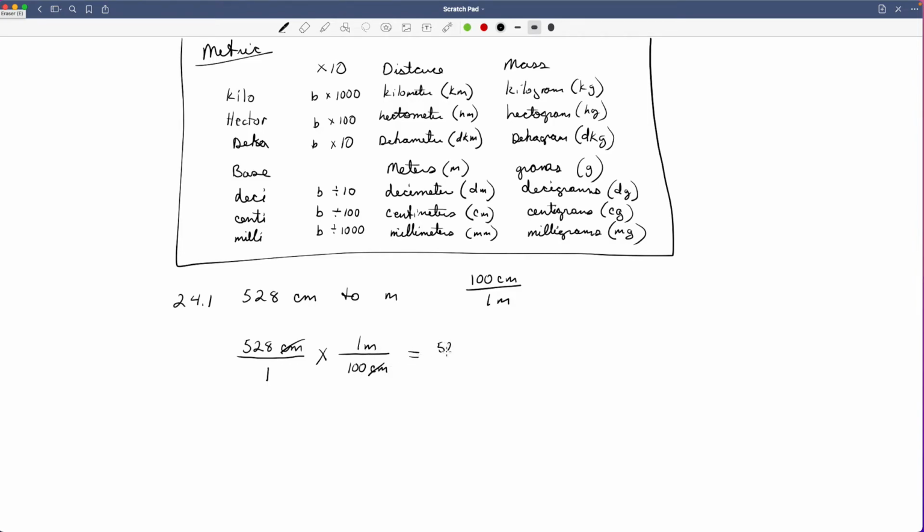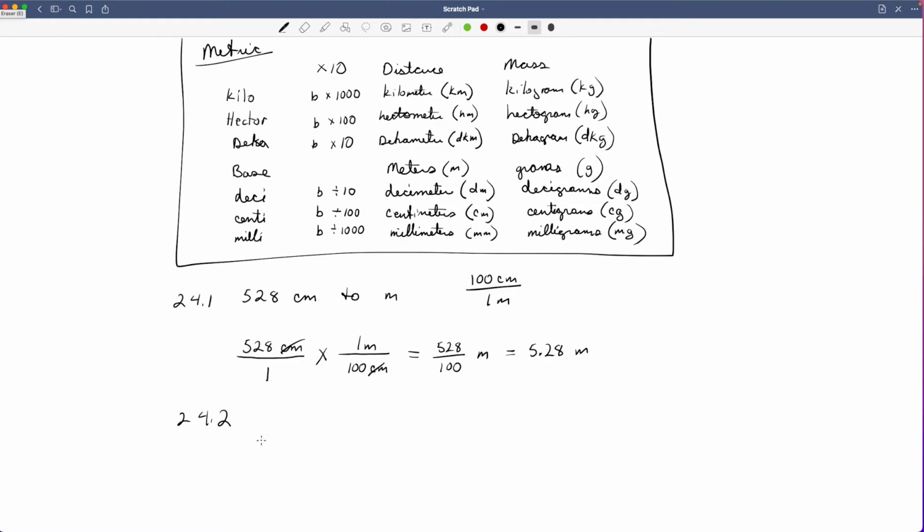So 528 divided by 100 is the amount of meters we have. And when we do this, we have 5.28 meters. You see how easy that was? It's so much easier to convert using the metric system. In fact, you can just look at this and move the decimal back 2 spaces because we have 2 zeros right here and we're dividing, so we're moving the decimal to the left. When we multiply, we move the decimal to the right. Easy peasy.